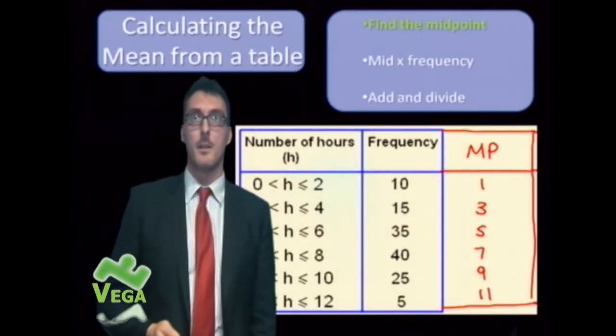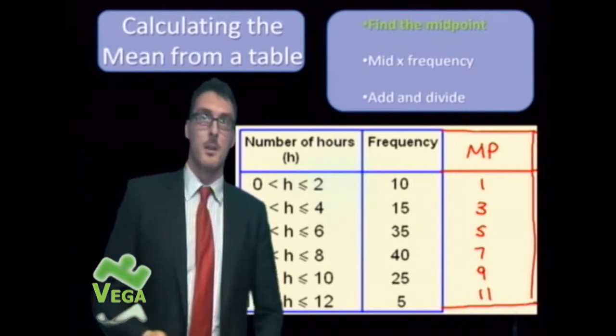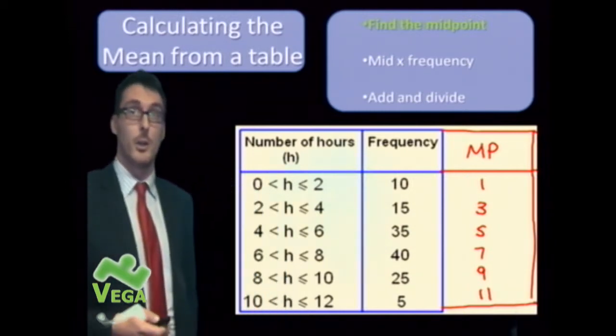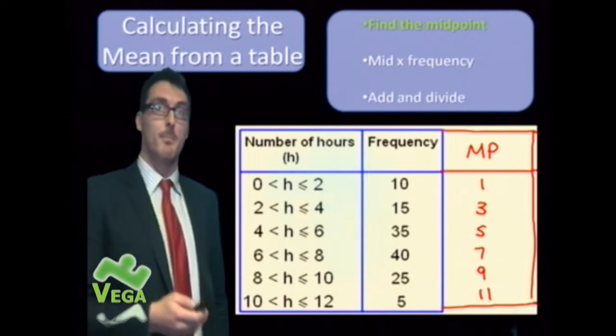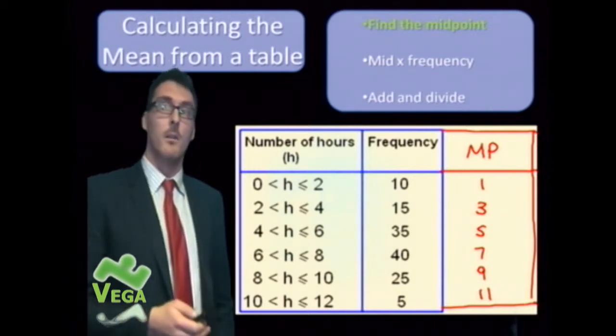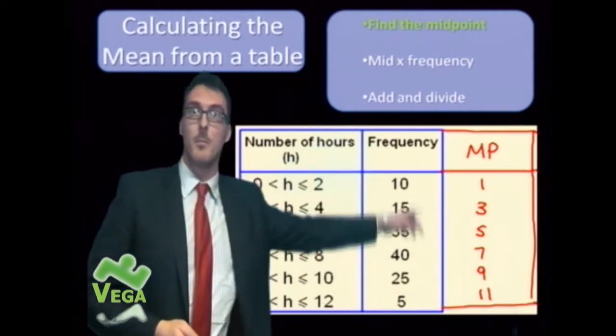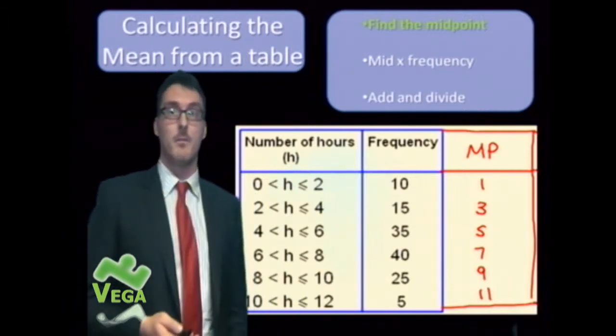So, like I said, the first thing we do, find the midpoint. Now the midpoint between 0 and 2 is obviously 1. The midpoint between 2 and 4 is 3, 4 and 6 is 5, and so on. And that's shown on this column down on the right hand side, and you'll have to write that out.